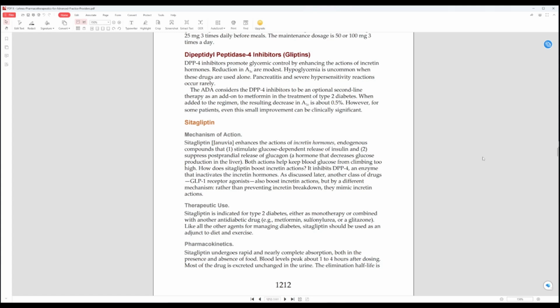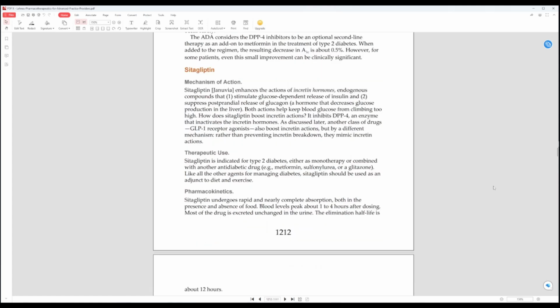So, how does Januvia boost incretin action? It inhibits DPP4, an enzyme that inactivates the incretin hormones. As discussed, another class of drugs, GLP-1 receptor agonists, also boost incretin actions, but by a different mechanism. Rather than preventing incretin breakdown, they mimic incretin actions.